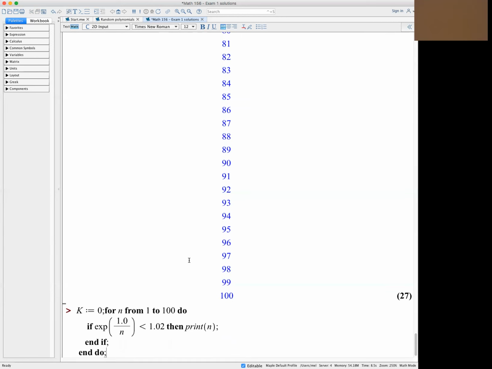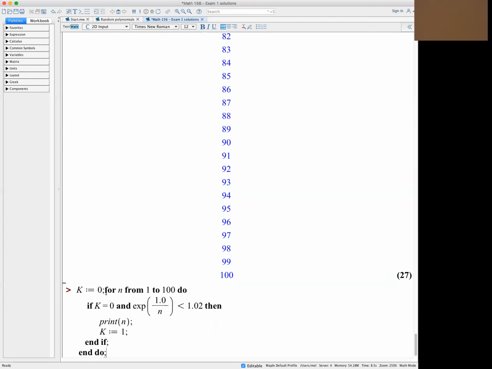And I might have stored a value for n, so let me just come up here and clear everything in the memory. So if, let's write it like this. If k equals 0 and this is less than 1.02, then I want to do two things. I want to print n, and I want to let k equal 1.